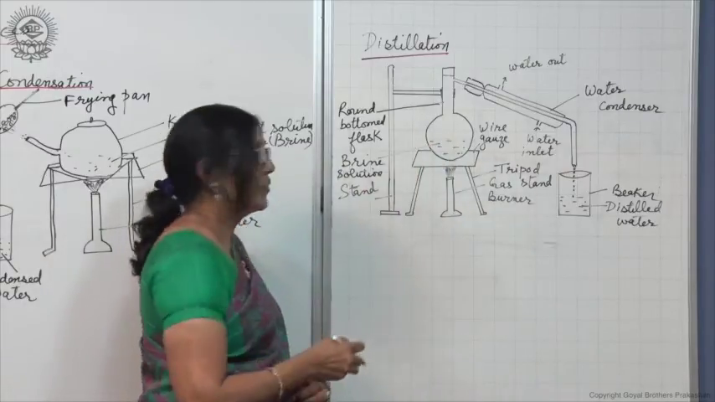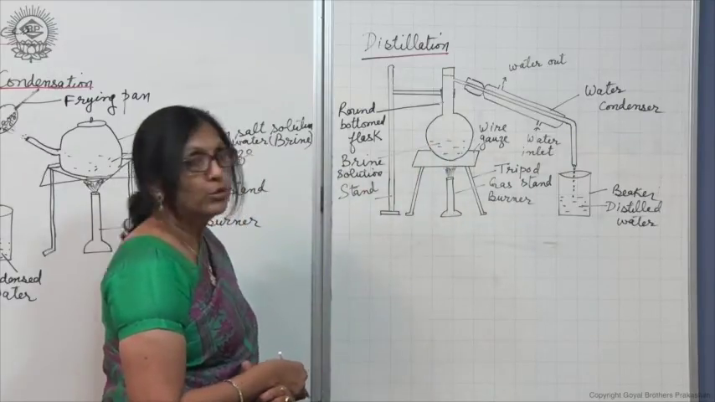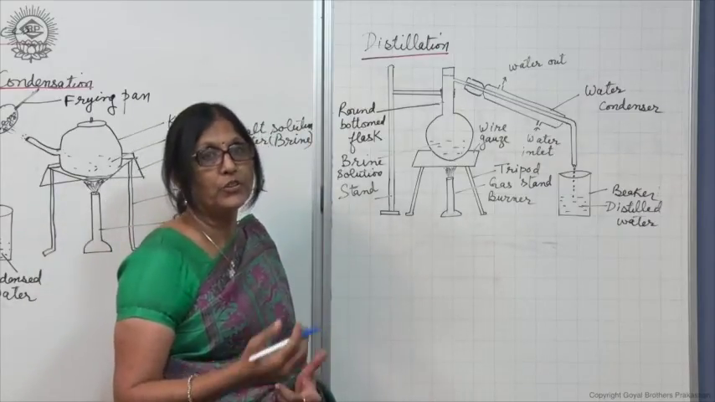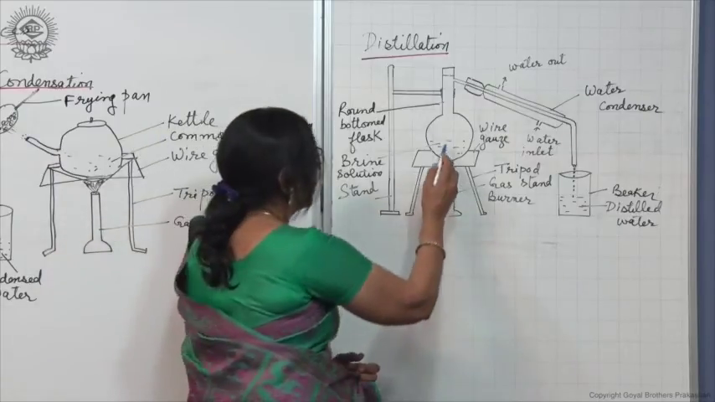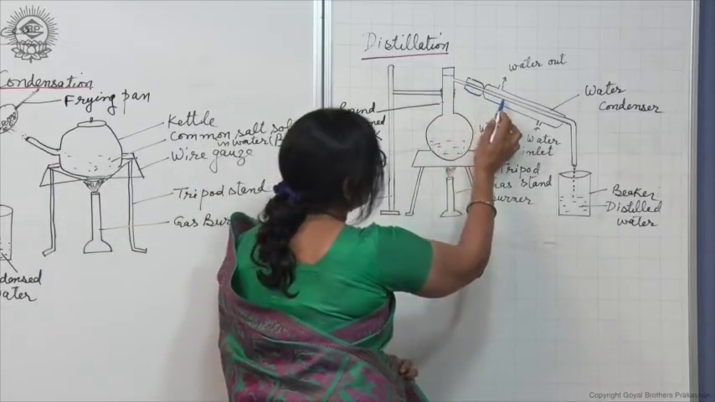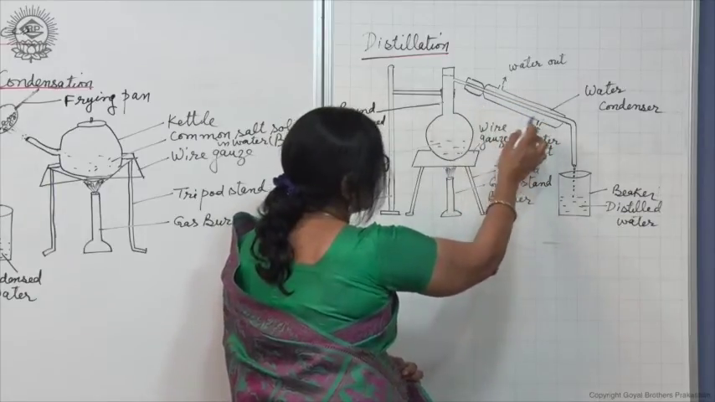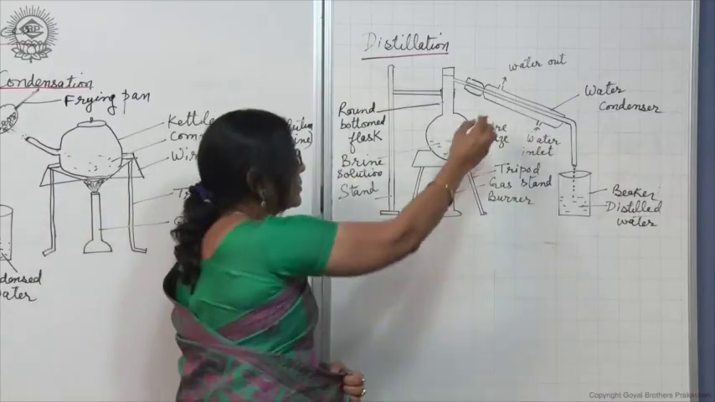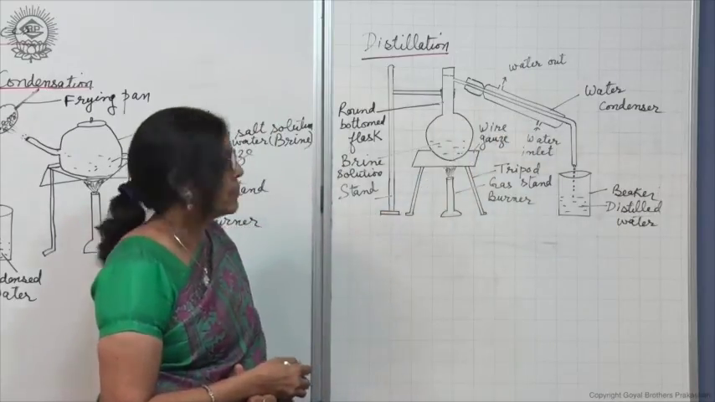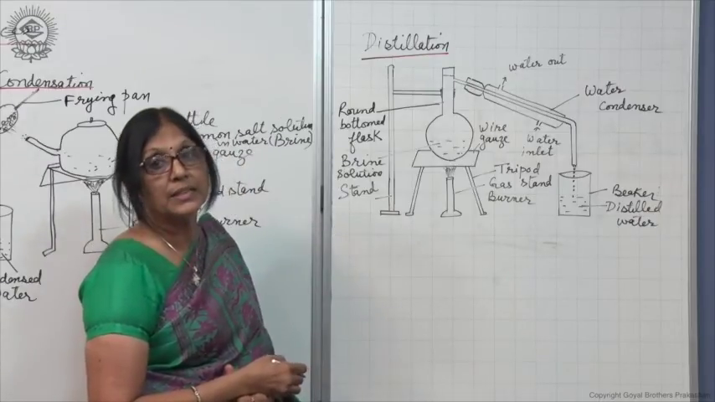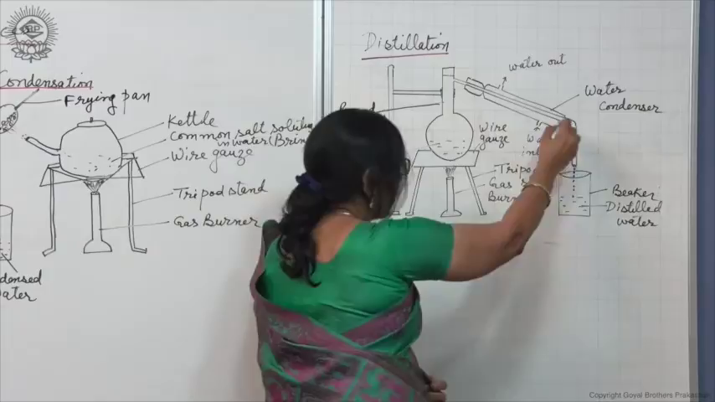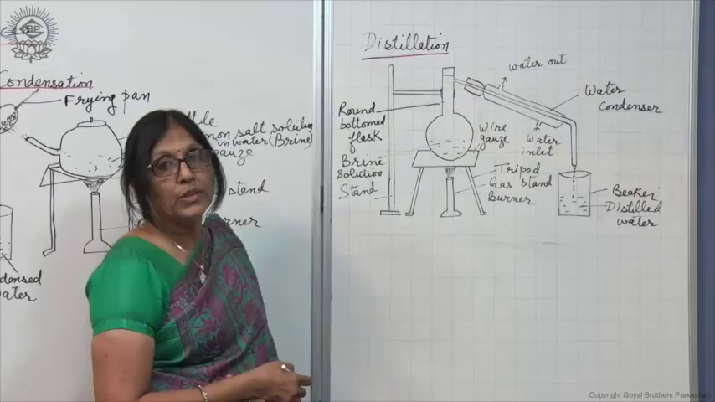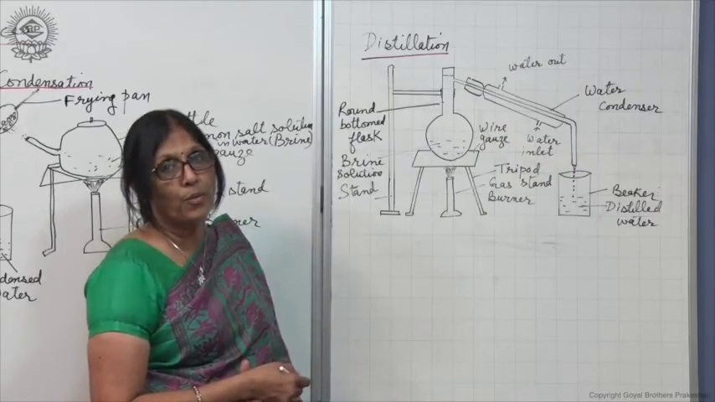The brine solution is taken here in this round bottom flask. It is heated. What will happen? Water will evaporate, water will change into vapors, and water vapors will rise up, and through this glass tube they will go inside this condenser. Now in the outer jacket, because the water is continuously flowing, it keeps this tube cool and cools the water vapors, due to which these water vapors condense and change into water drops, and so it can be collected in the beaker which is kept below. So now we get the distilled water, which is the purest form of water.